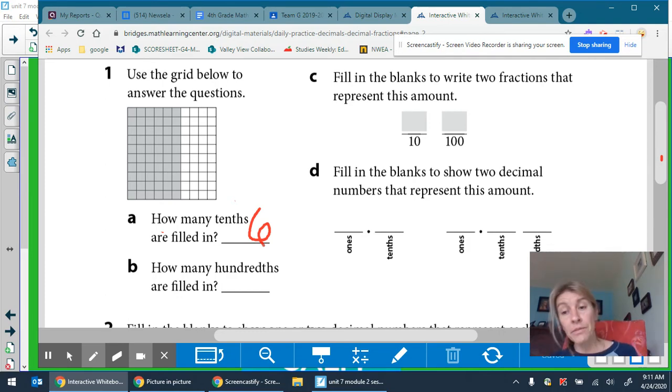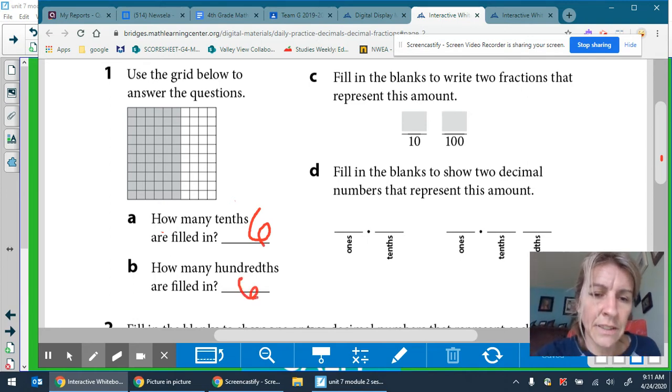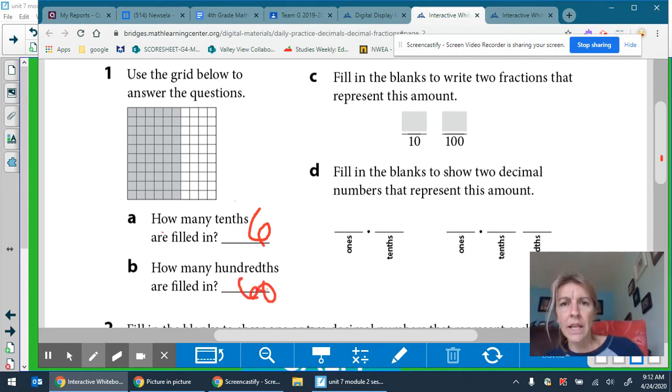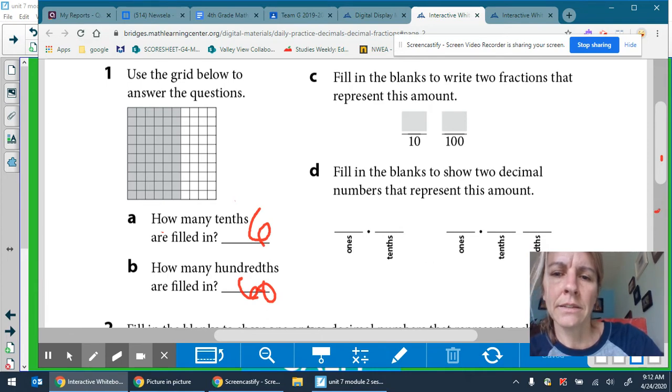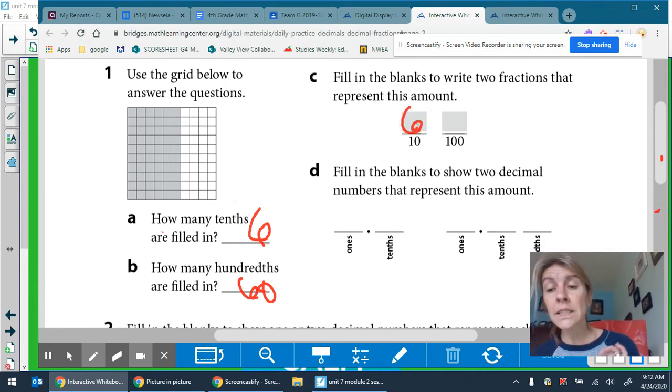How many hundredths are filled in? Okay, that would be if there were 6 strips of 10. I know that means there are 60 hundredths. All right. How do you write that, just understanding, as a fraction? You could say 6 tenths, or that's also known as equivalent, equal to 60 over 100. These mean the exact same thing.